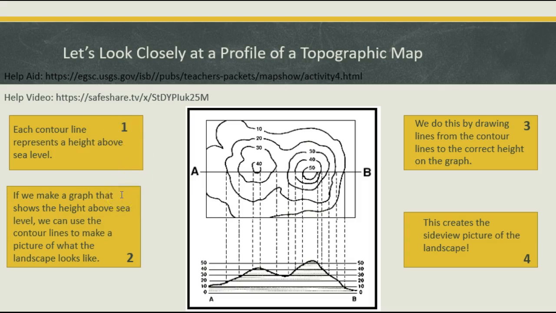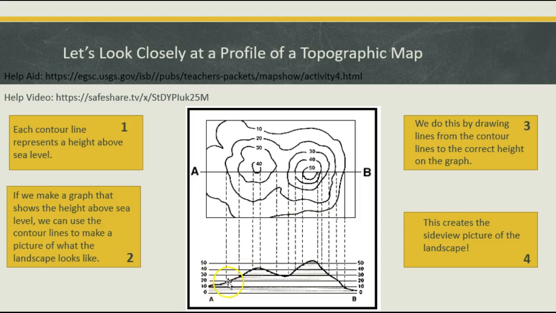If we make a graph that shows the height above sea level, we can use those contour lines to make a picture of what the landscape looks like. This right here is our profile graph, and what we've done is I said we're going to hike across this island from point A to point B. Anywhere that this path meets a contour line, we'll bring a vertical line down to our graph at the proper elevation. So this contour line is 20, so we would bring this line down to 20. And if we keep hiking, we get to this one, we would bring this vertical line down to 30.